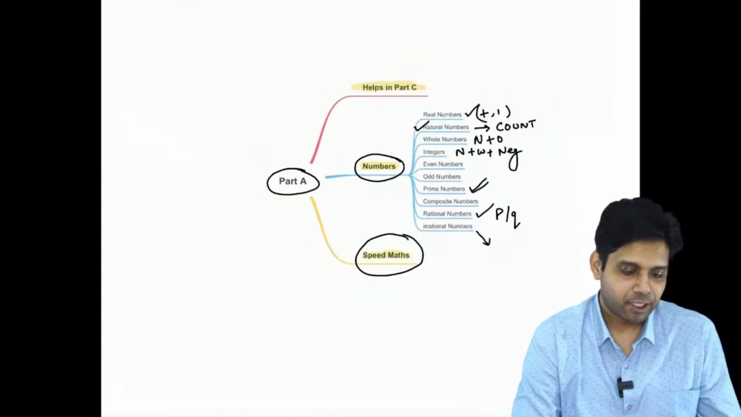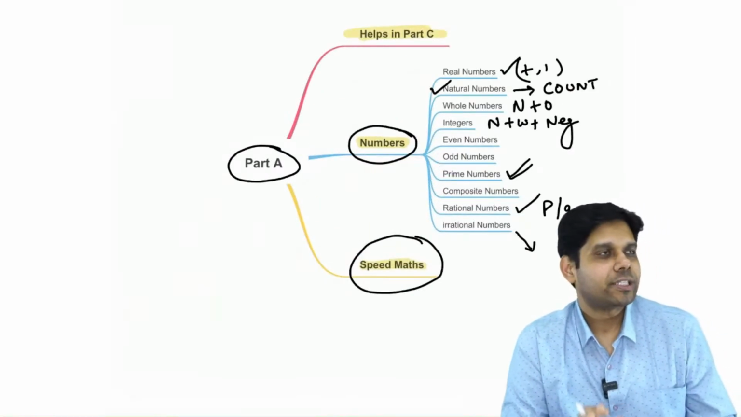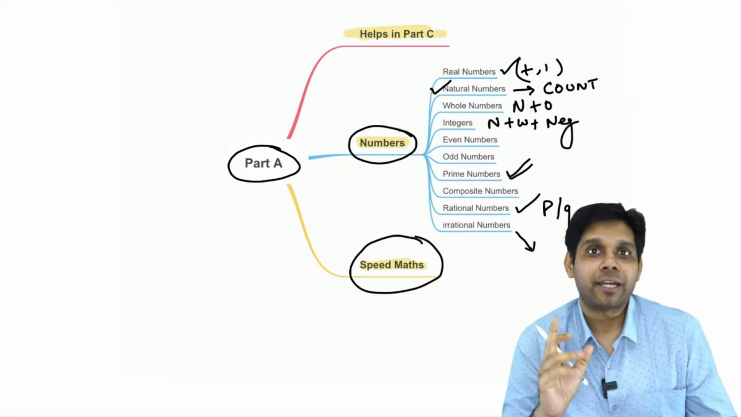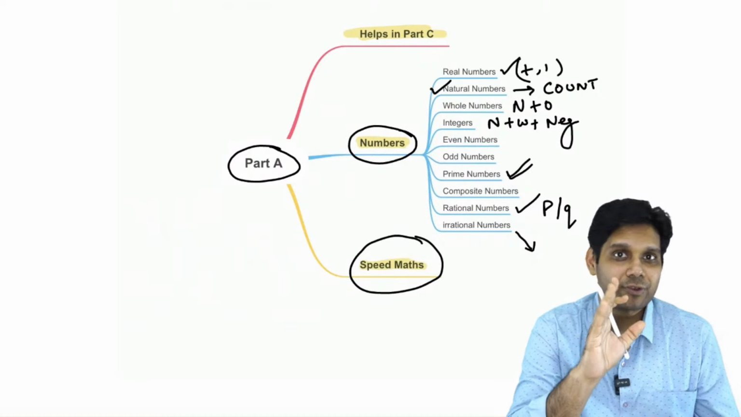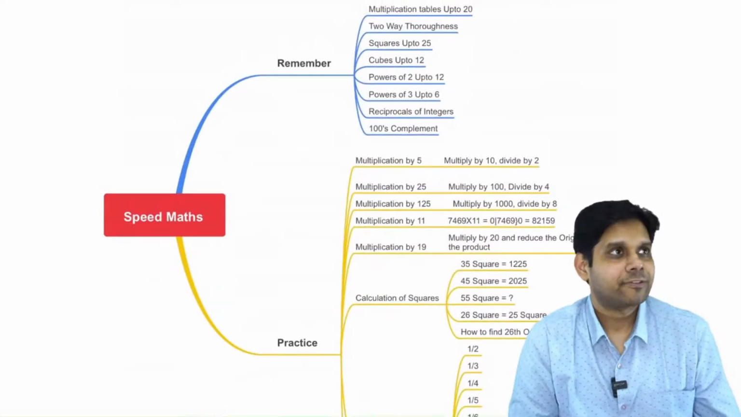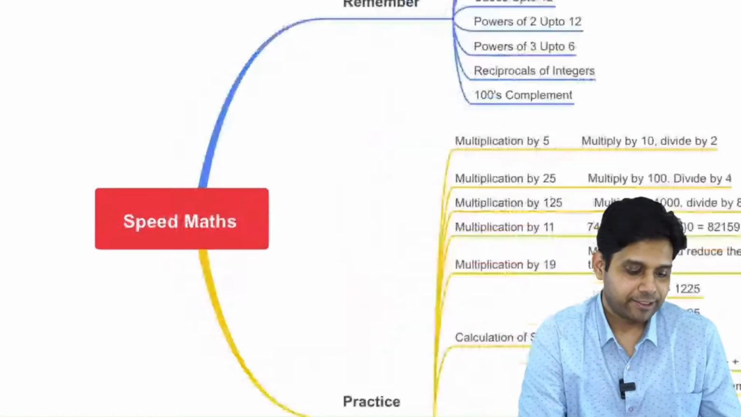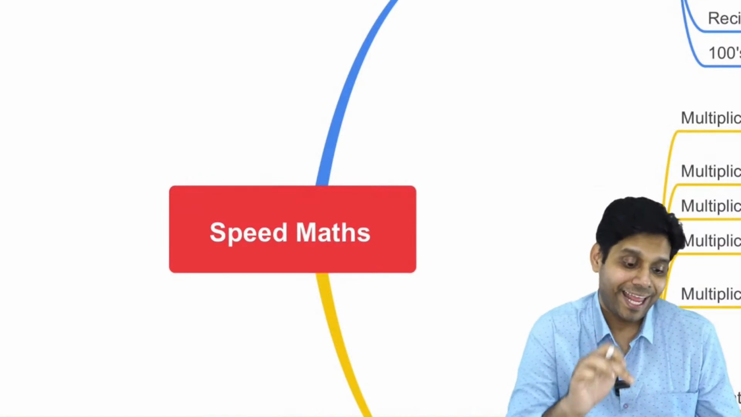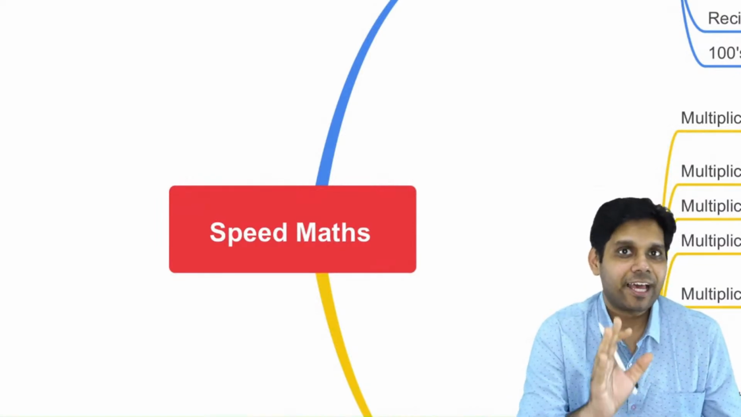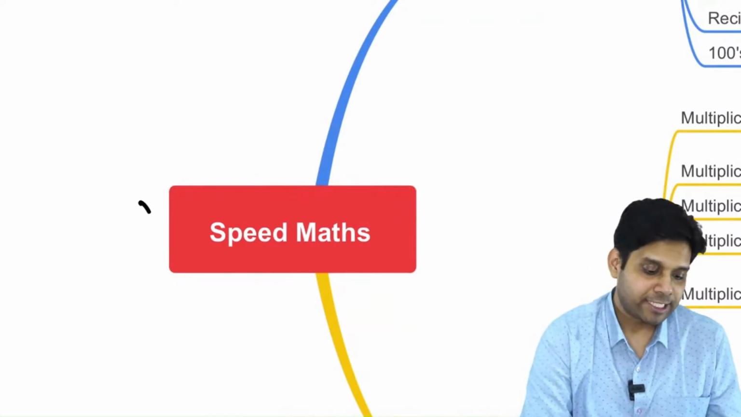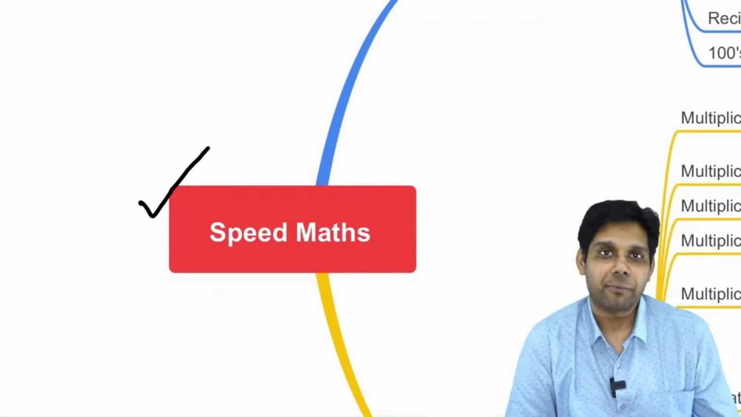Shall we? So as you can see here, this is your mind map for part A, first class, which I taught you. Okay. Now, this is the second part of first class, speed maths. Generally, whenever I take a class, I will also give a handout like this in the next class as a revision. So this is called a mind map. What we are seeing now is a mind map of speed maths.